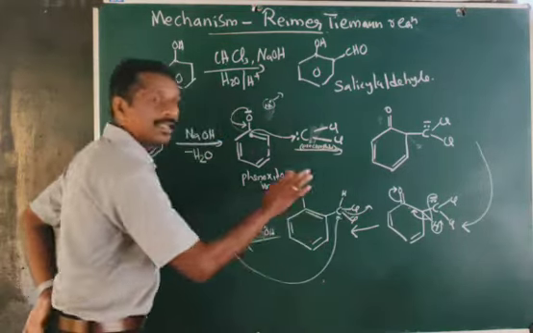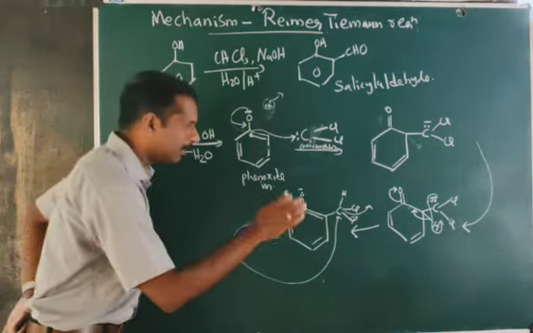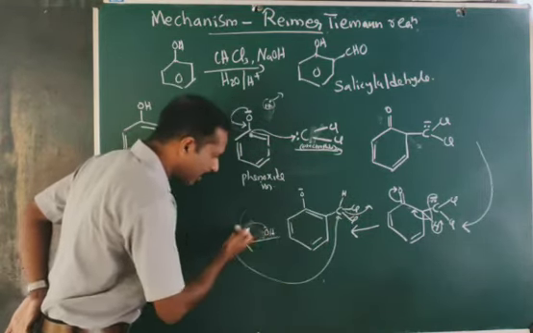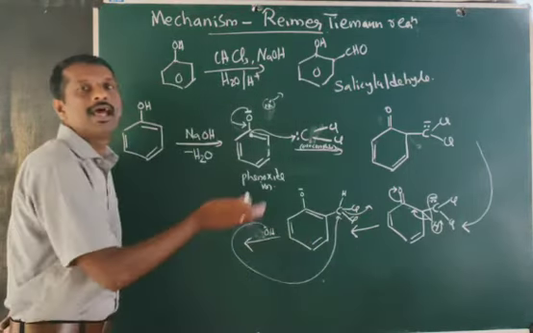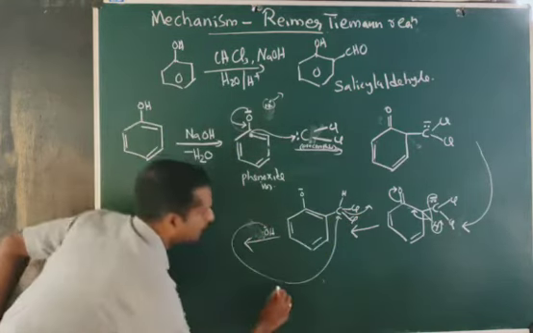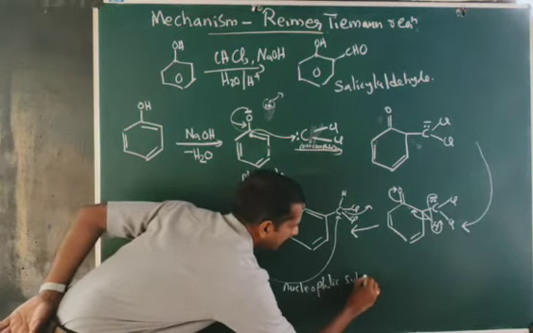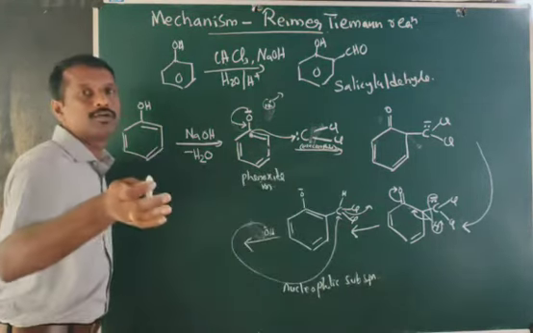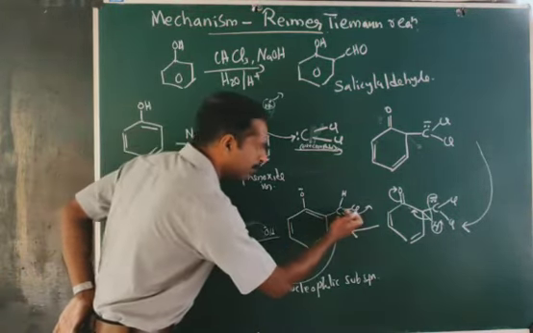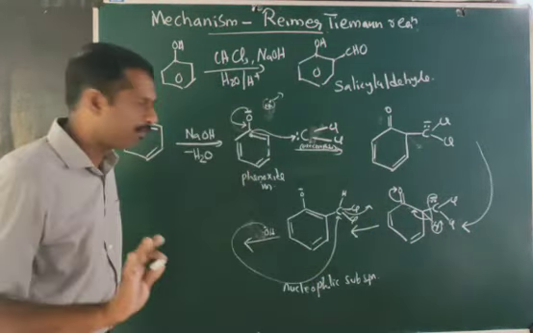But it can be SN1 also. If it is SN1, the C-Cl bond will break first, which is the formation of carbocation. Then OH minus will come and attack this carbon. Anyway, what is happening here is a nucleophilic substitution reaction, whether it is SN1 or SN2. This nucleophile OH minus is displacing Cl minus, and in place of Cl, OH is coming.